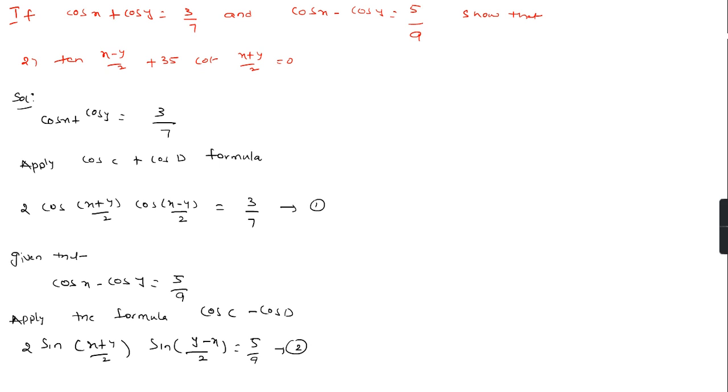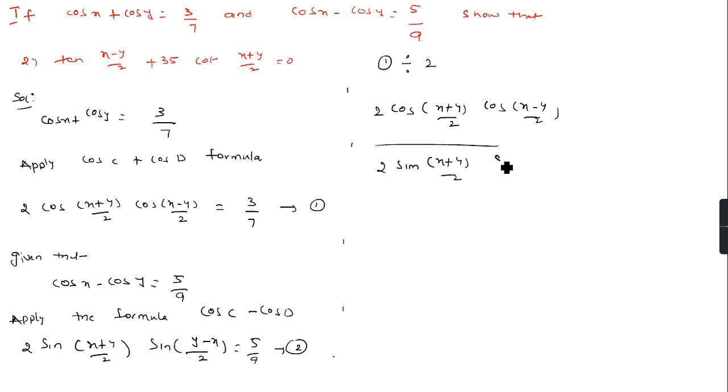And next we do 1 divided by 2. So that is nothing but 2 cos of (x plus y) by 2 cos of (x minus y) by 2 divided by 2 sin of (x plus y) by 2 sin of (y minus x) by 2, and this is equal to 3 by 7 by 5 by 9.